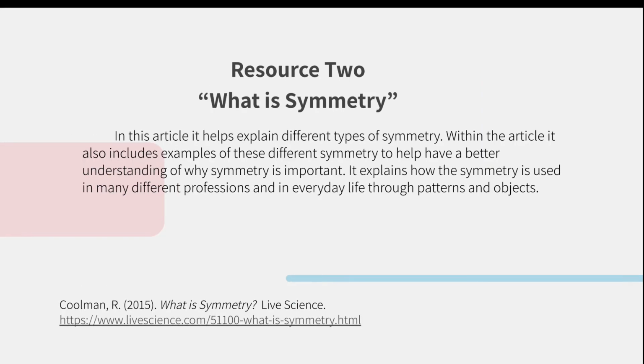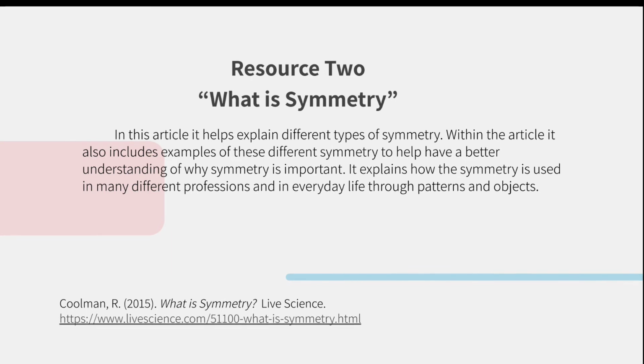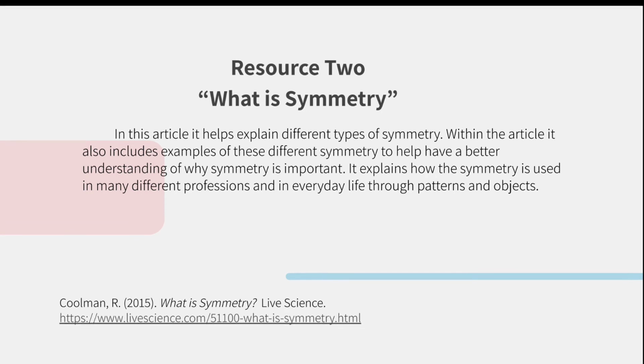Another resource is What is Symmetry? In this article, it helps explain different types of symmetry. Within the article, it also includes examples of these different symmetries to help have a better understanding of why symmetry is important. It explains how symmetry is used in many different professions and in everyday life through patterns and objects.